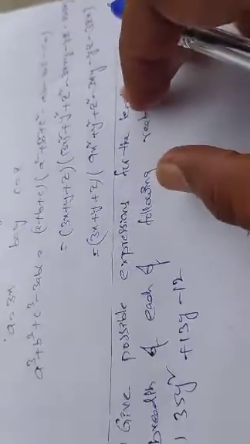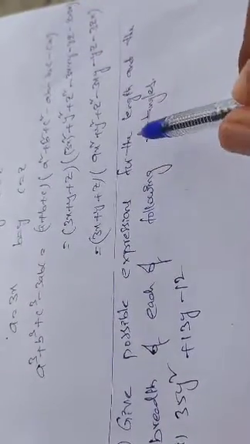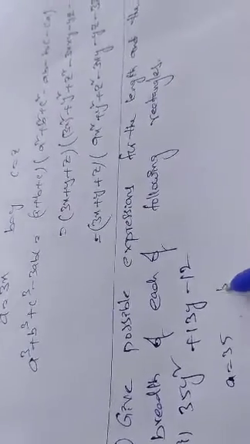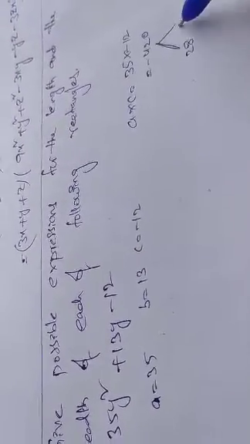35y square plus 13y minus 12. Okay. So in this we need to find possible expressions for the length and breadth of each of the following rectangles. So let us see what is length, what is breadth of the given expression. So here A is 35, B is 13, C is minus 12. So A into C will be 35 into minus 12, that is minus 420. It can be split as 28 into 15.